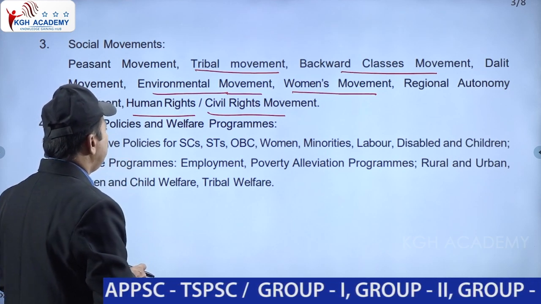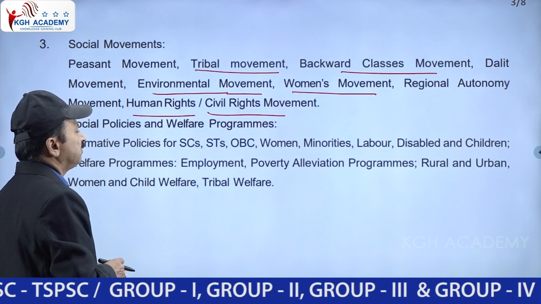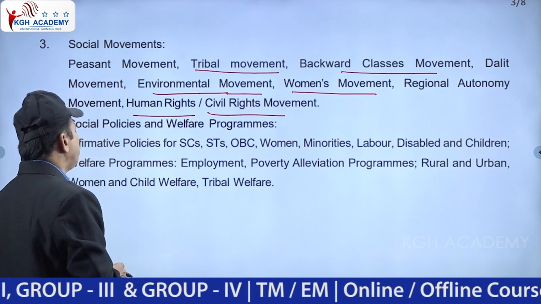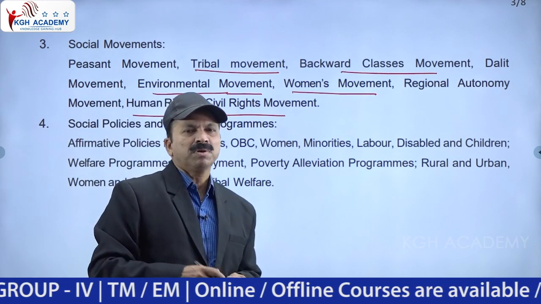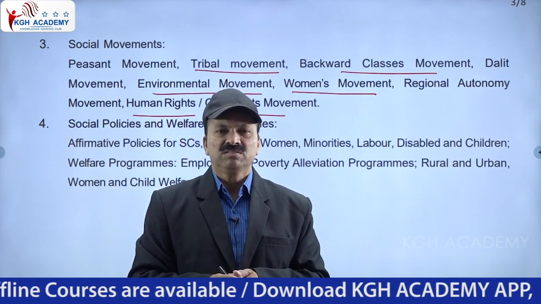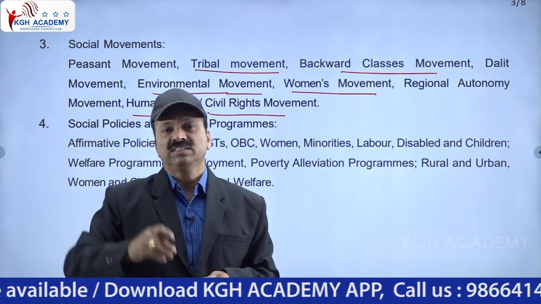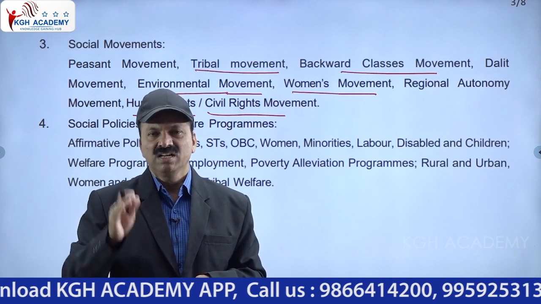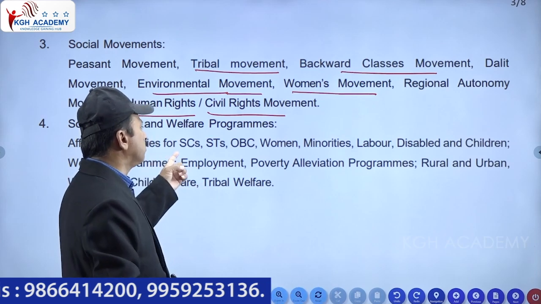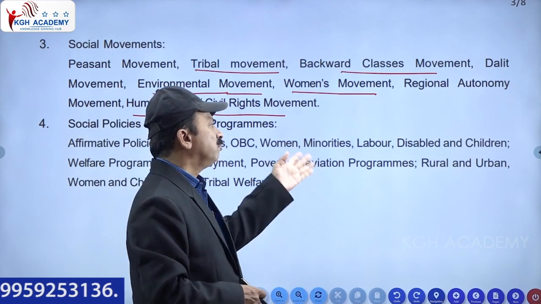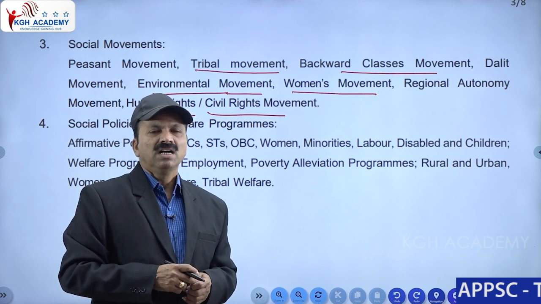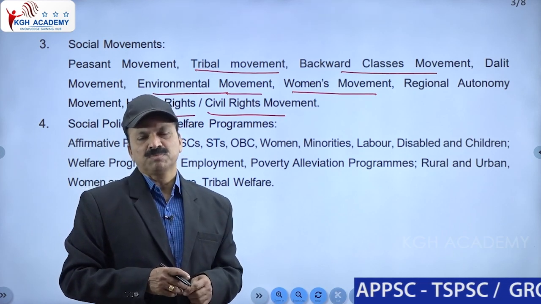Social policies and welfare programs. Affirmative policies for SCs, STs and OBCs, women, minorities. All these affirmative policies are for the development of these people, because since ages they have been completely downtrodden. They did not develop in society because of one thing or another. Since ages they are suppressed, oppressed people. That's why, to develop them, policies were formed for SCs, STs, OBCs, women, minorities, labor, disabled and children.